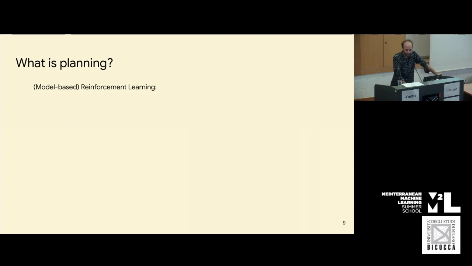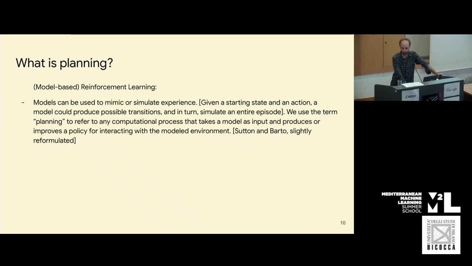The notion of planning in RL and in model-based RL is related, but I would say it's a bit more general. I am borrowing here the definition of Sutton and Barto, the RL textbook, which I quite like, it's quite general. It says models can be used to mimic or simulate experience. Given a starting state and an action, a model could produce possible transitions and in turn simulate an entire episode.